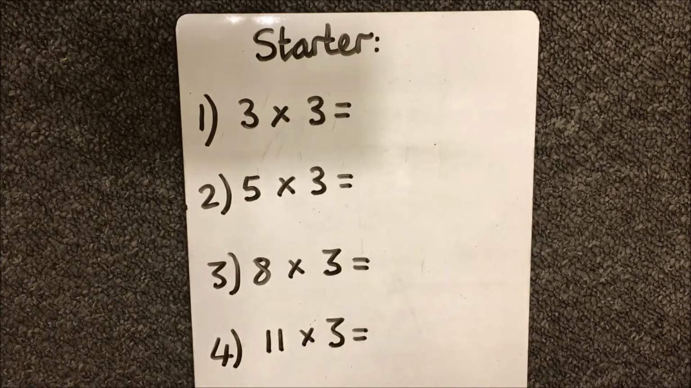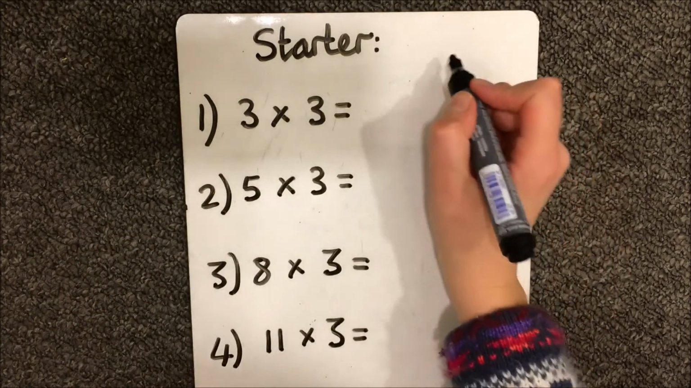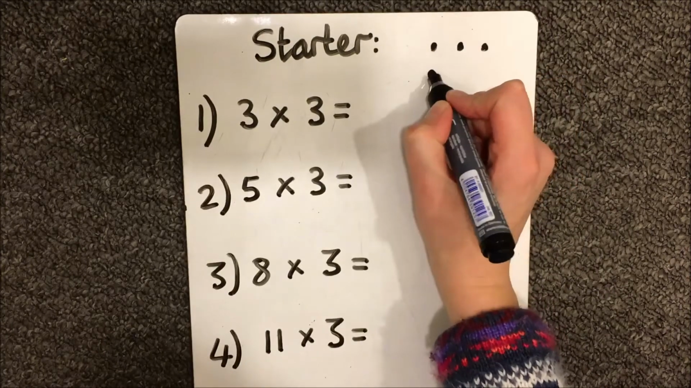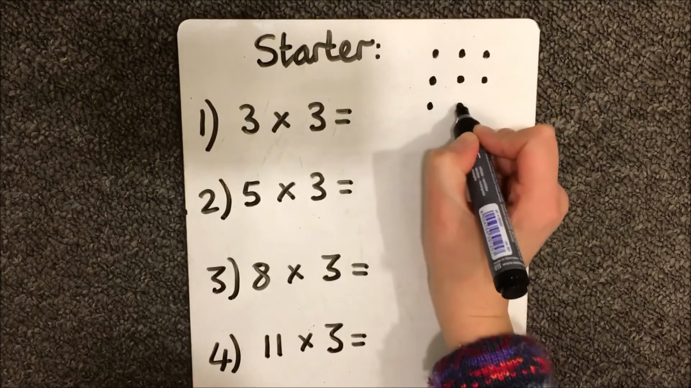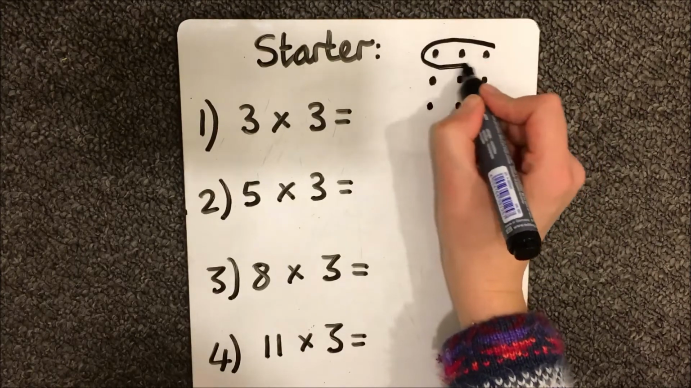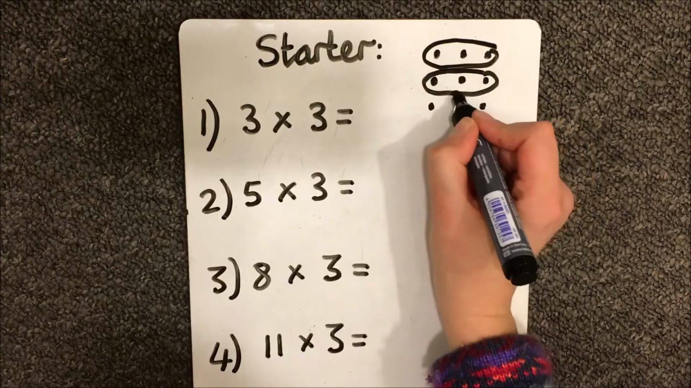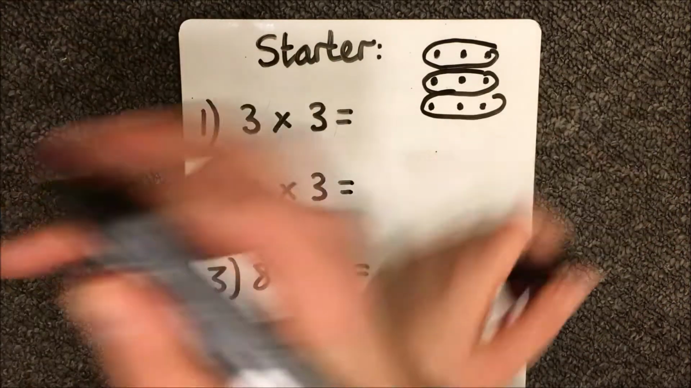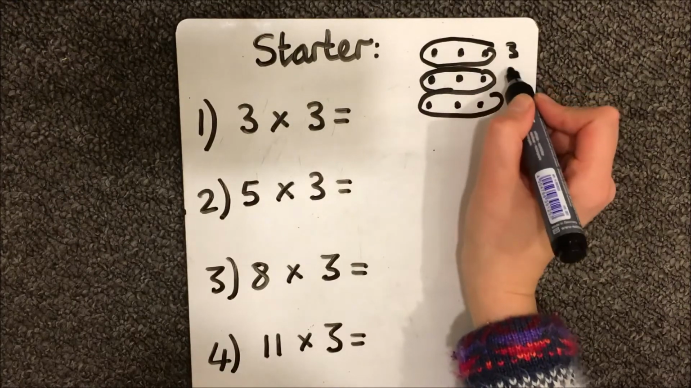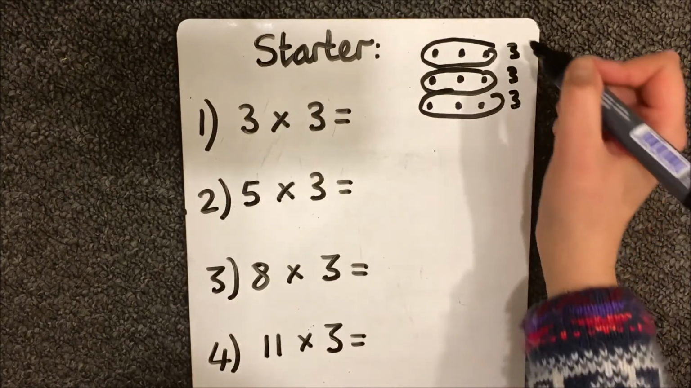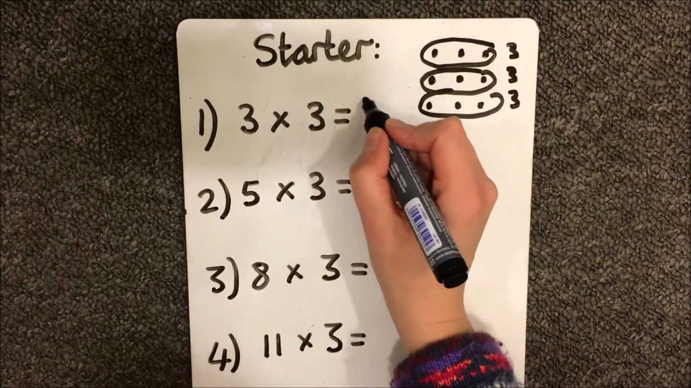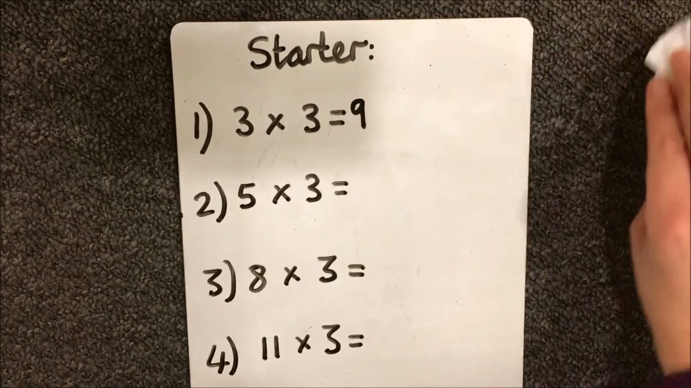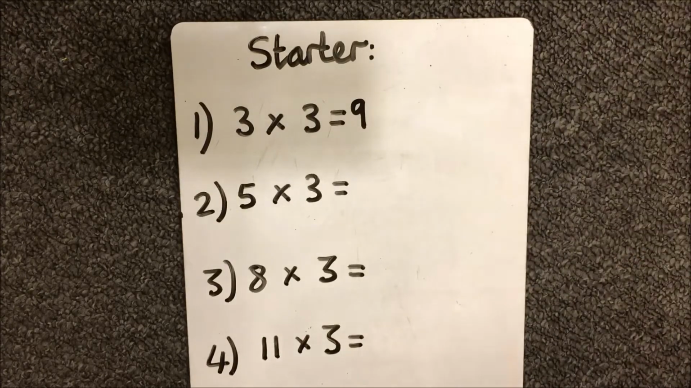We'll do the first one together. For example, 3 times 3, I might use an array. So I'm going to go 1 group of 3, 2 groups of 3, 3 groups of 3, and I've got 3 lines or groups of, and in each one I've got 3. And now I can count in threes. 3, 6, 9. I could have also used my bar model. I'm going to show you all of the methods so you can choose today.